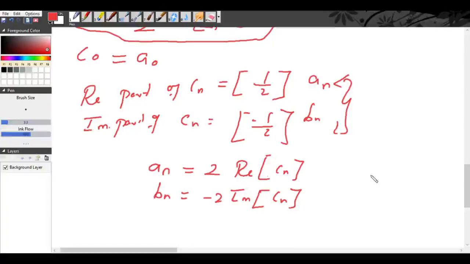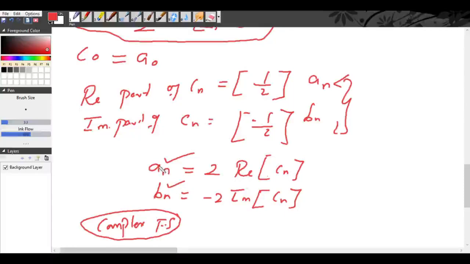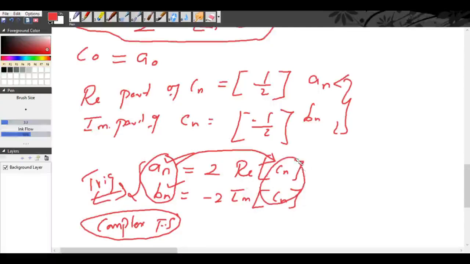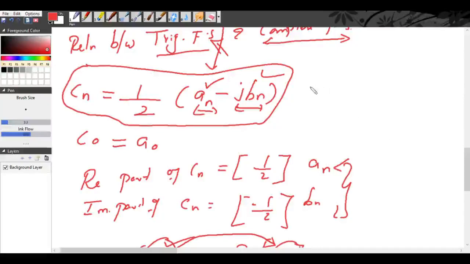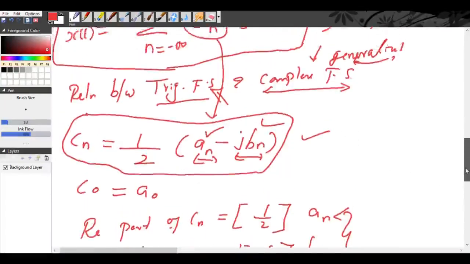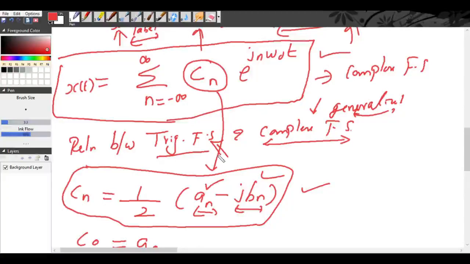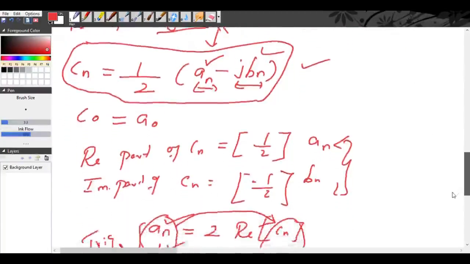Sometimes in the exam they may ask you to find the complex Fourier series by giving the ans as well as the bns. The an and bn are the trigonometrical coefficients. So in case in the exam they give some values in terms of an and bn, very easily you can find Cn by these relations. And once you get Cn, again very easily you can come back and find this one. So the complex Fourier series and the trigonometrical Fourier series are related.